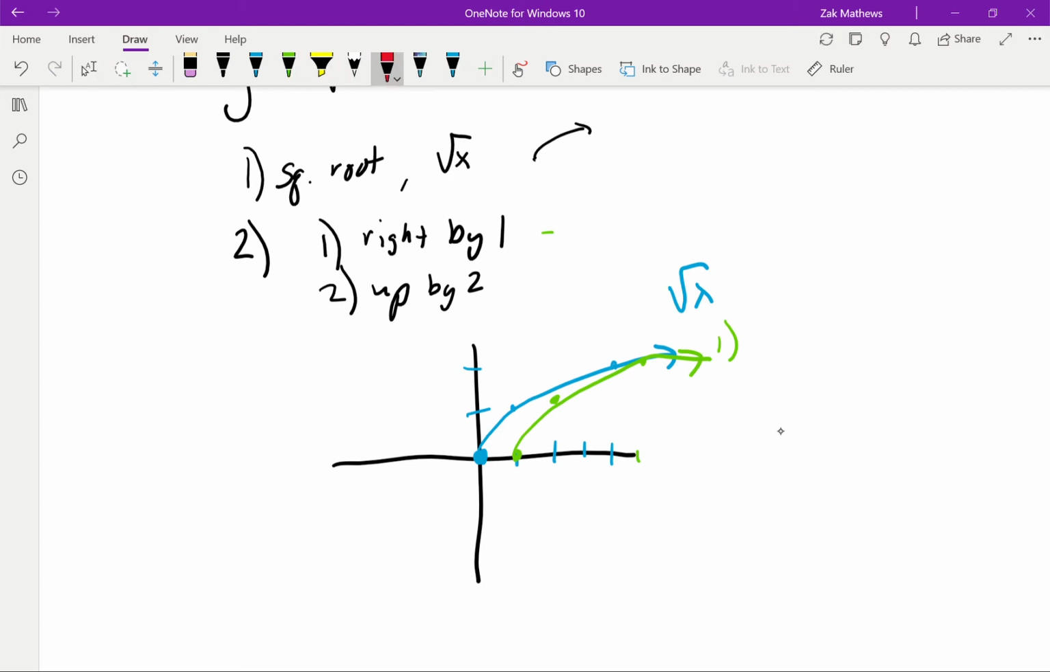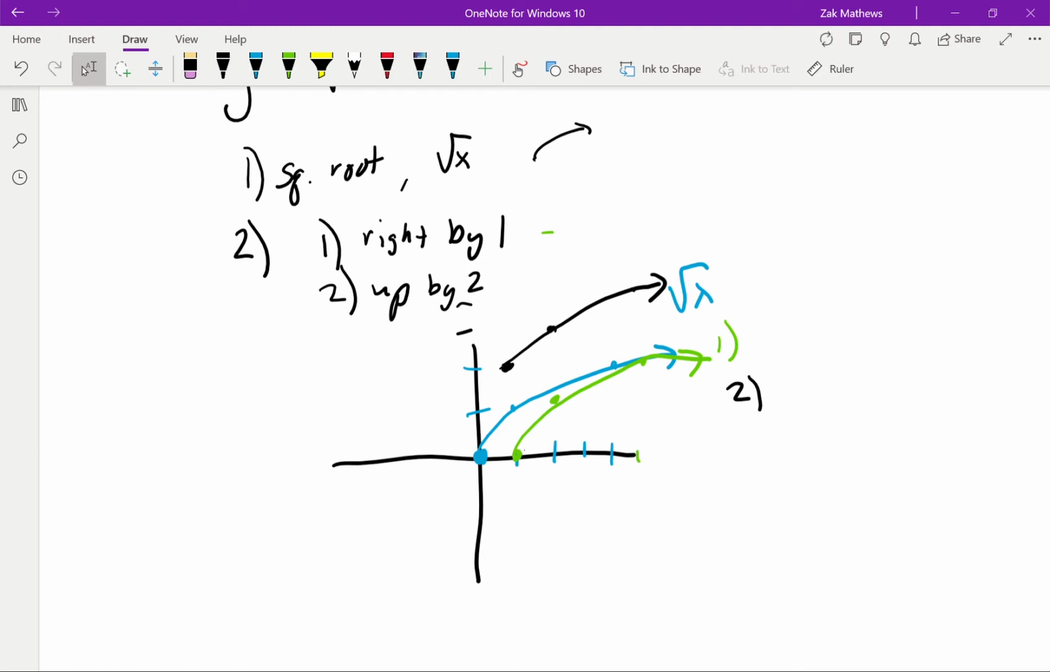And then last, let me put it in black since it's my final image. Last, I'm going to shift it up by 2. So this point here is going to jump up 1, 2. It's going to come up here. This point right here is going to go up 1, 2 right here. And finally, this last point over here, it's going to go up 1, 2. That puts it right here. So connecting my dots, there is my graph.